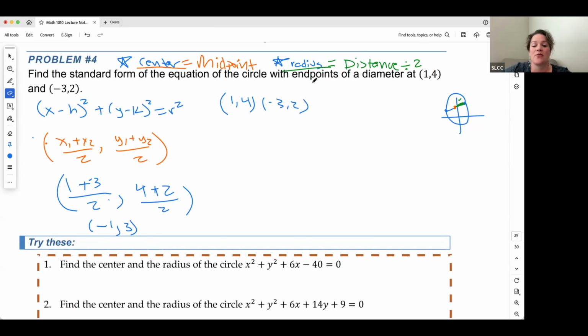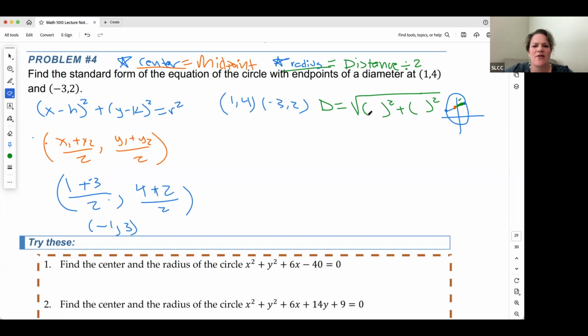Now, how can I find the radius? So now I need the distance formula. Remember, the distance formula comes from the Pythagorean theorem. a² + b² = c². And we don't want c², we want just c, the distance. So you take the square root of a² + b² equals c², but then we take the square root to find just c, and that's the distance.